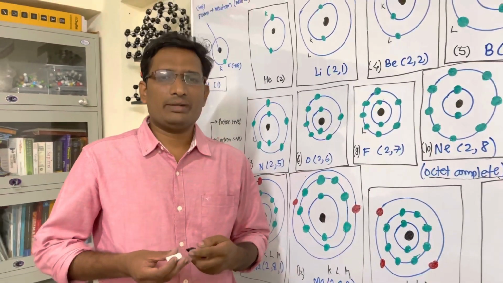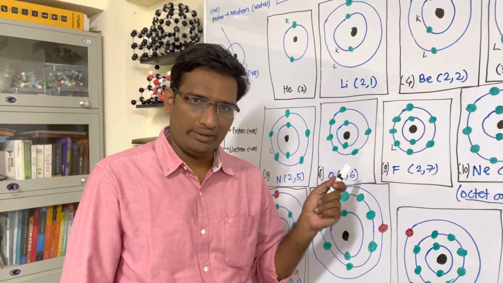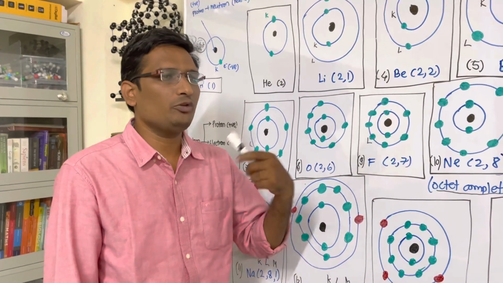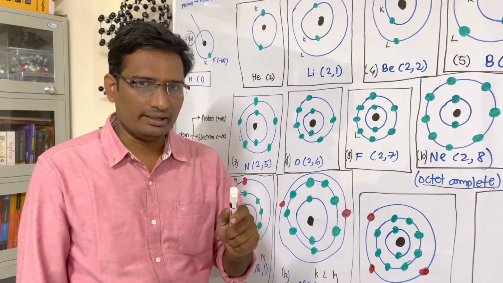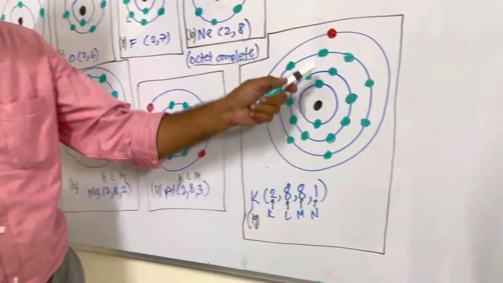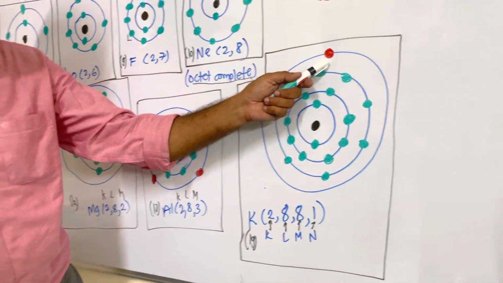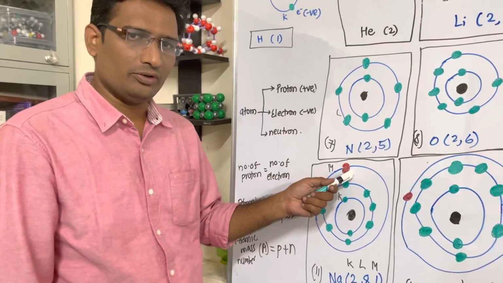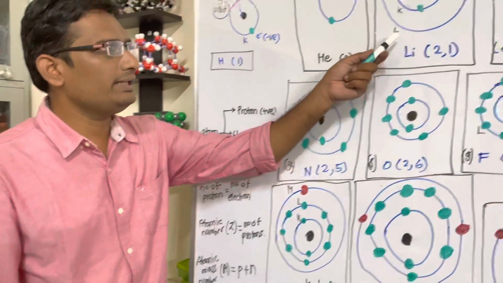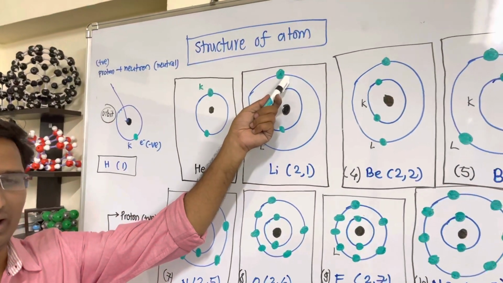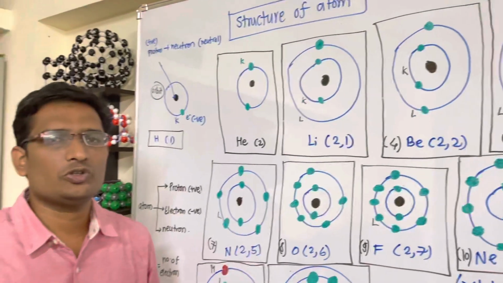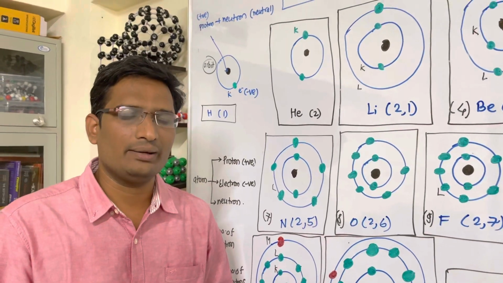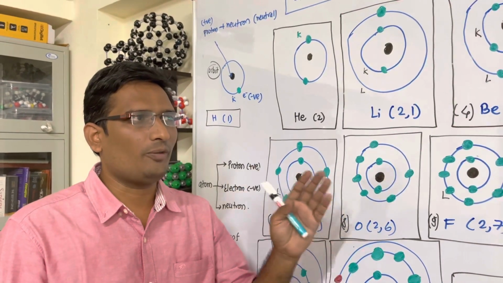Now the chemical properties of all these elements depends very much upon the number of electrons present in the outermost shell. For example, potassium has 1 electron in the outermost shell. Sodium has 1 electron in the outermost shell. Lithium has 1 electron in the outermost shell. They are going to show similar chemical properties. In the next lecture, we'll learn about the ions formed by these elements.